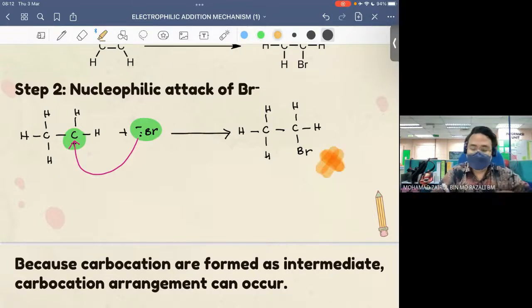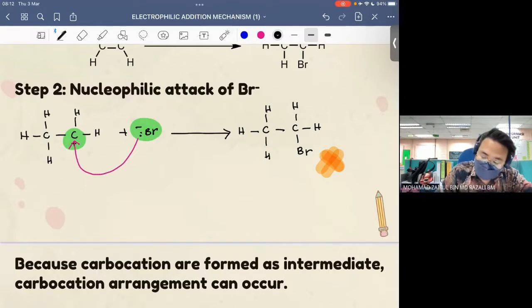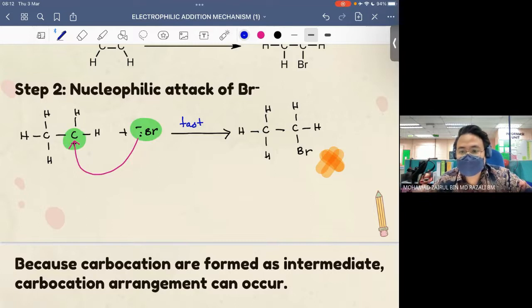Itu sahaja. Dan okay, macam tadi, the first step itu formation of carbocation itu adalah slow step. Okay, the nucleophilic attack ni, the reaction itu akan berlaku dengan cepat. Sebab apa? Sebab transition state dia have a very low energy. So kalau transition state awak tu ada low energy, so senanglah awak nak overcome dia untuk hasilkan kita punya produk.